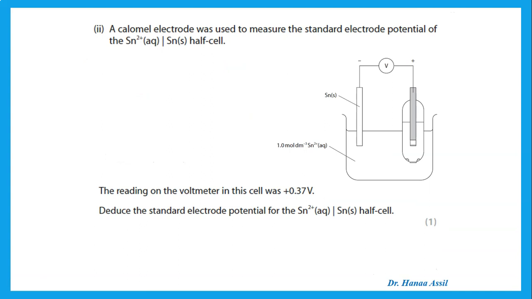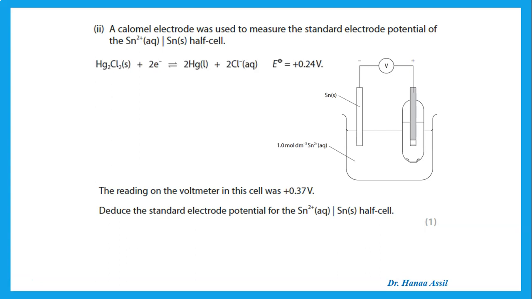Then a calomel electrode was used to measure the standard electrode potential. Notice that the calomel electrode is all one part. It's not something in a beaker with solutions and so on. So we're going to connect it directly in that one beaker to the tin electrode, and the reading on the voltmeter of this cell was plus 0.37. Deduce the standard electrode potential for the tin 2+ tin half cell.